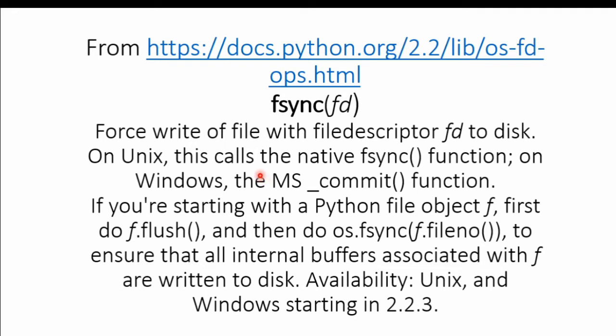fsync works on a file descriptor. This fd is the file descriptor and not the file object. And to use the file descriptor as an argument of the fsync, first we need to know what a file descriptor is. It is an integer used in an OS table. It is allocated to the file, and each corresponding entry in the table contains some information about the file.